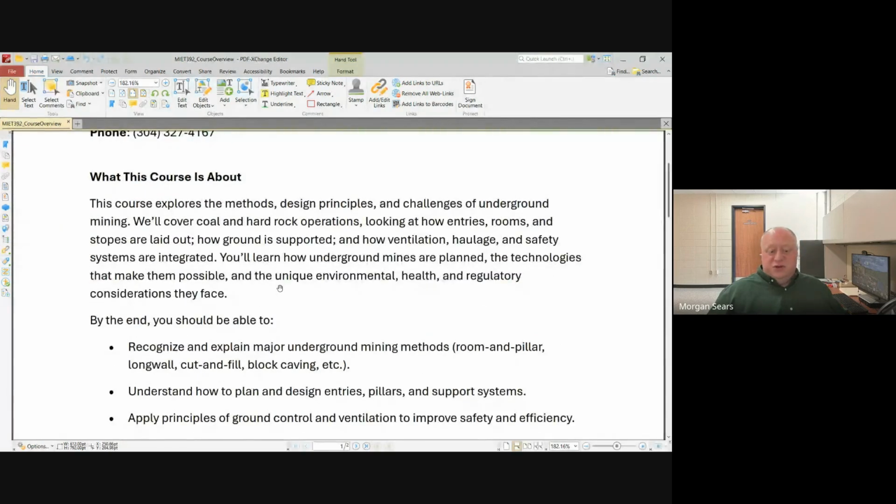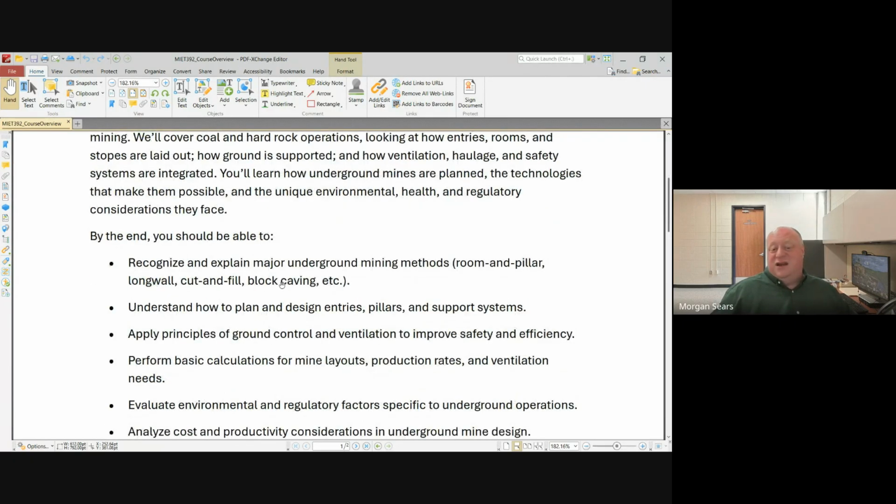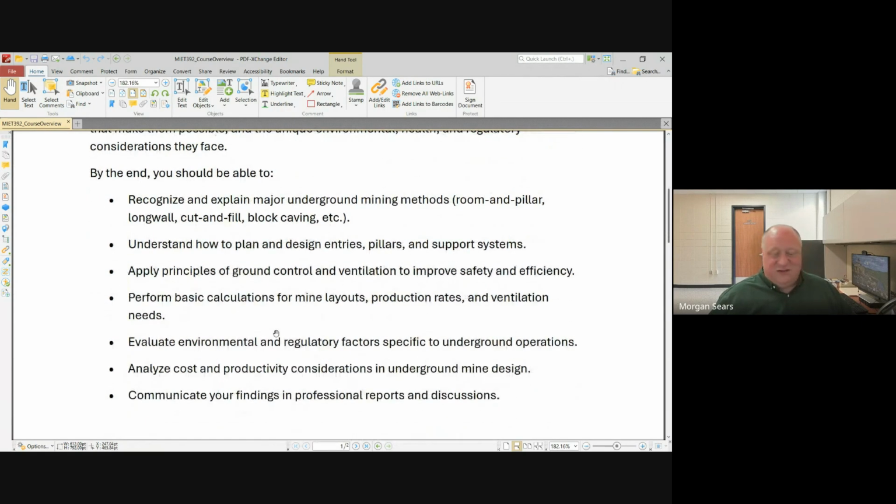So by the end of the course, you should be able to recognize and explain the major underground mining methods, understand how to plan and design mines, pillars, support systems, applying principles, ground control, ventilation. Like I said, that's probably what we're going to be focusing on. And then basic calculations, mine layouts, production rates, how much ventilation you need, that sort of thing. We'll be looking at evaluating environmental and regulatory factors. That always matters, especially in a couple of situations.